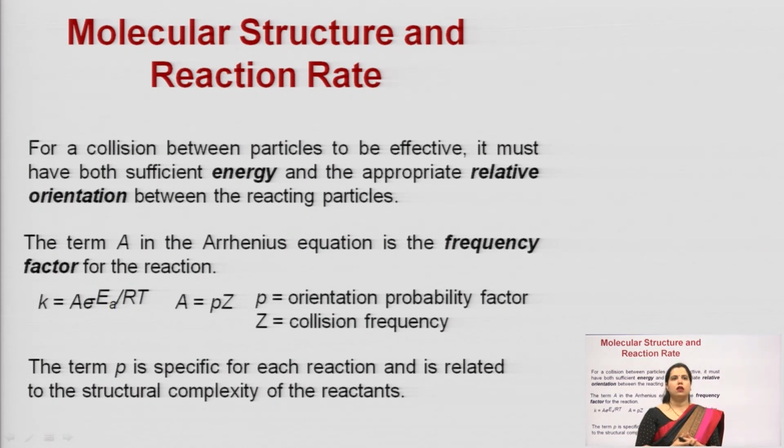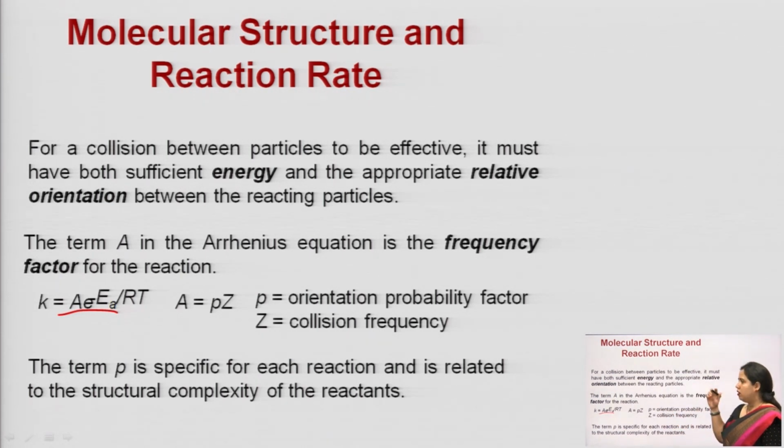The term A in the Arrhenius equation is the frequency factor. This is the frequency, how many times it is reacting with the other particle of the reactant, right. So, it can be calculated as k equals A e to the power minus Ea over RT. This is the Arrhenius equation. A is P Z, where P is orientation, the exact configuration through which it is interacting, and Z is the collision frequency, how many times the particle is colliding with another one.